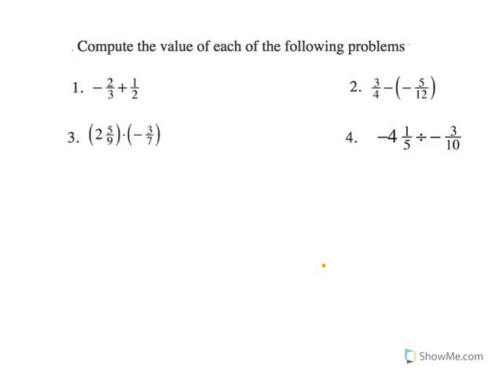Most of you got the first one correct. Okay? You have negative 2 over 3 plus 1 over 2. Now, when you add and subtract fractions, the first thing you have to do is what? What do you got to do? Yeah, find a common denominator. Yeah, exactly. Find the common denominator, right?